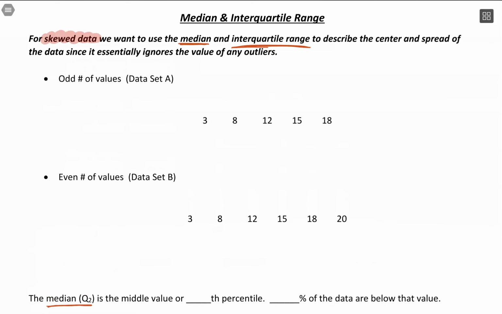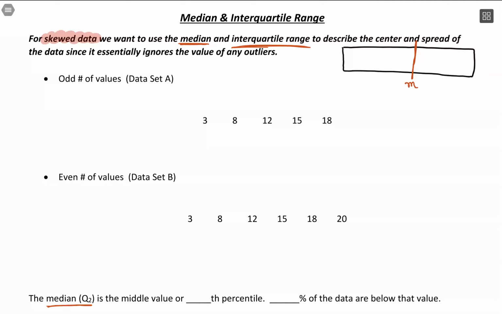Essentially what we want to do to our data is, if we have all of our data, we want to split it up into quarters. So the median is going to cut it in half. So that'll be the cutting point for the median. So we'd have 50% below, 50% above.